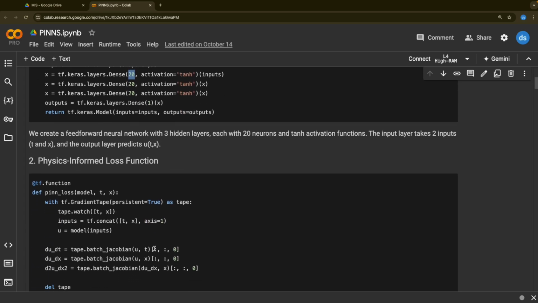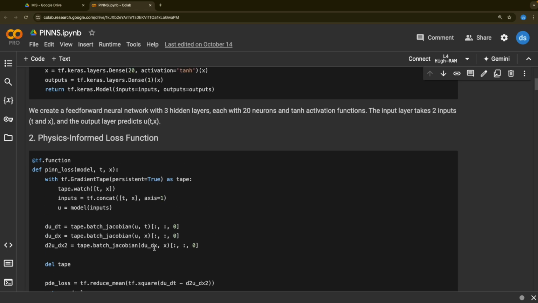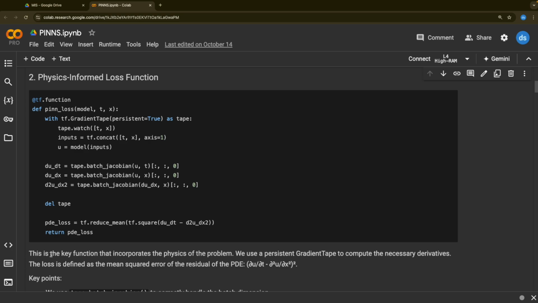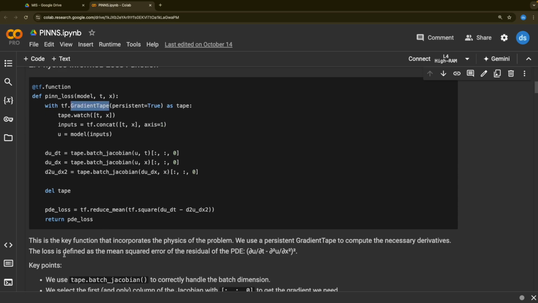Then comes the part where the physics informed loss function is created. So this is the physics informed loss function for the particular problem. This is the key function that incorporates the physics of the problem. We use the persistent gradient tape to compute the necessary derivatives. The loss function is defined as the mean square error of the residual of the partial derivative equation. If you take everything on one side, the PDE, the mean squared error of the residual, this will be the formula for it. That is defined here, and everything is incorporated in this function that is called PINN loss.